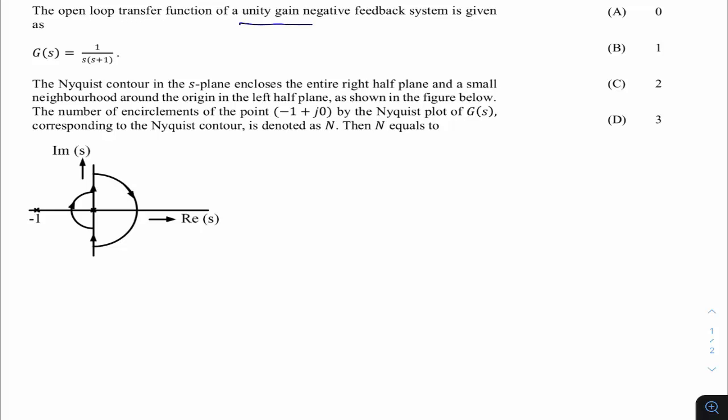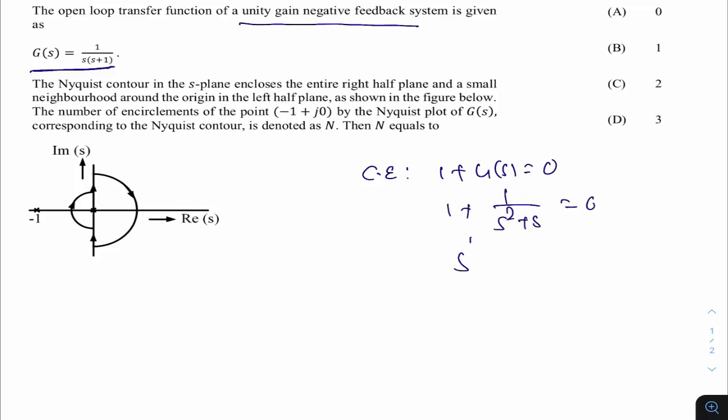Because it's a unity gain negative feedback system and the open loop transfer function is given, what is the characteristic equation? The characteristic equation is nothing but the denominator of the closed loop transfer function. So our characteristic equation will be 1 plus G(s) equal to 0 in case it is a unity negative feedback system. So 1 plus 1 by s square plus s equals to 0, so s square plus s plus 1 equal to 0.